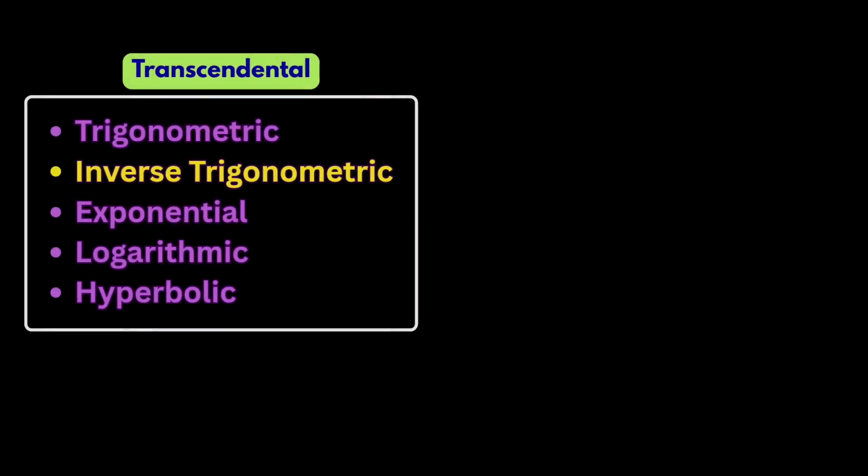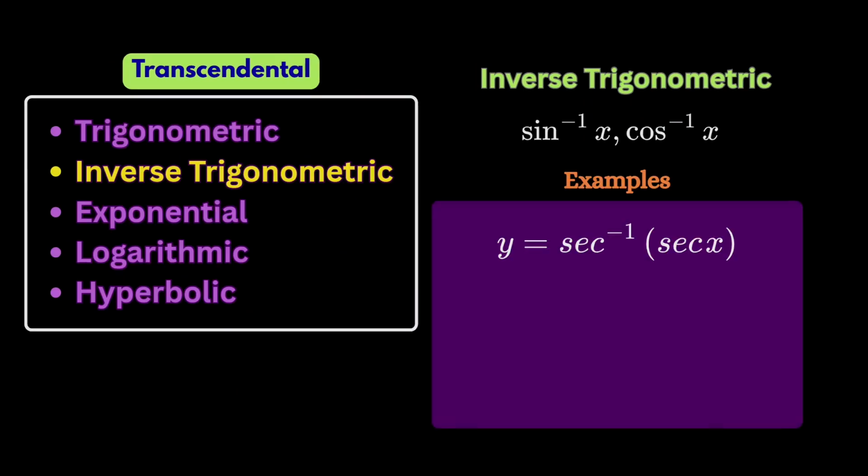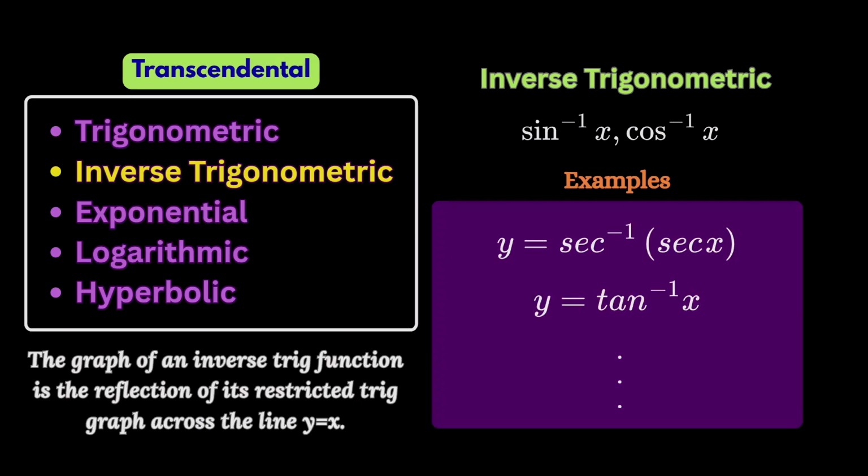Now let's take a look at the inverse trigonometric. Sine inverse, cosine inverse. An example would be secant inverse of secant x, tangent inverse of x, whatever you can think of. And one important factor here, which is very interesting, is that these trigonometric functions and the inverse of them are very restricted. So the reflection to the y equal x is how the graph for an inverse trigonometric function looks like. This is a very good idea when you are asked to draw a plot of the inverse trigonometric function. Makes everything much easier to understand.